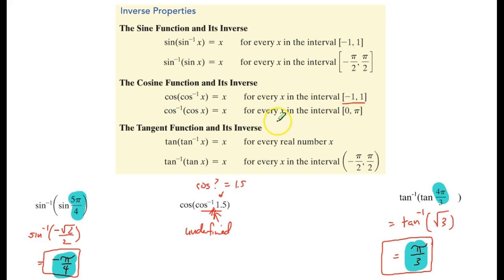Okay, so arc cosine is a little bit different. It does allow obtuse angles, but it doesn't allow for negative angles, not even negative acute angles, and it doesn't allow for angles bigger than 180 degrees or pi radians.